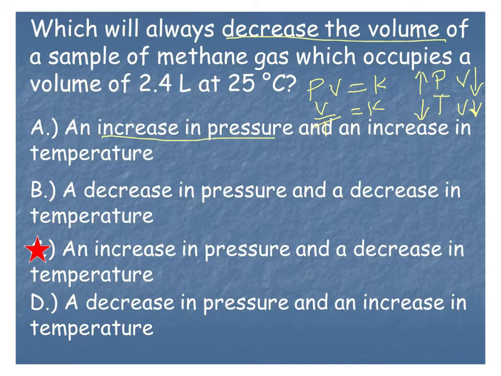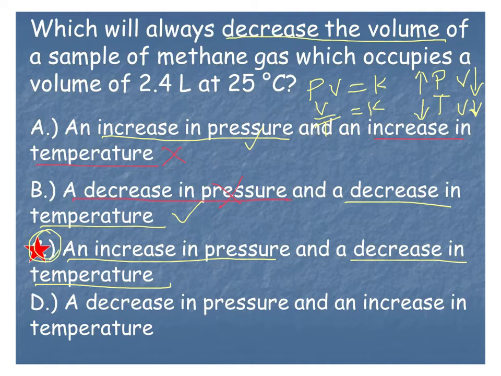So the increase in pressure is great, so that's a good check. But the increase in temperature, that's bad, so that doesn't work. And then a decrease in pressure, well, that doesn't work because we've already talked about an increase in pressure. And a decrease in temperature, right? So a decrease in temperature, that's good, but this other one is out, right? And so then we have an increase in pressure and a decrease in temperature. Well, those both work.